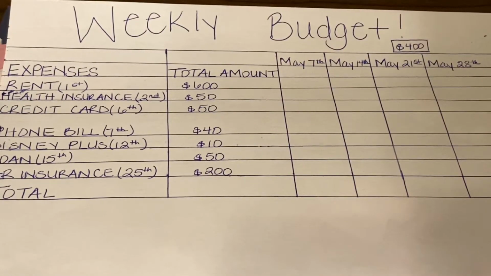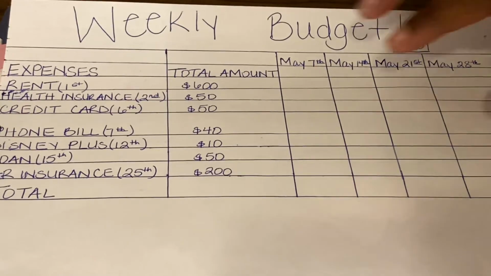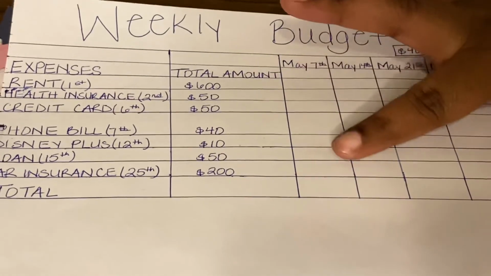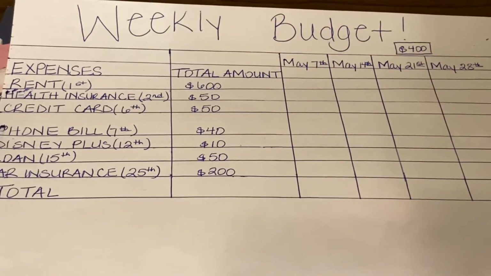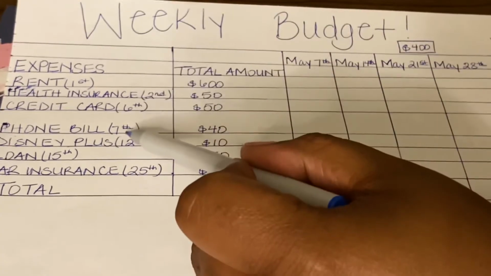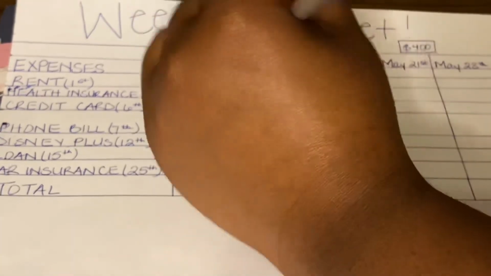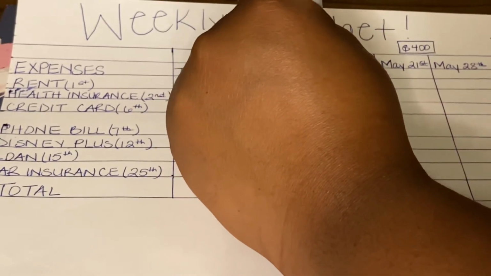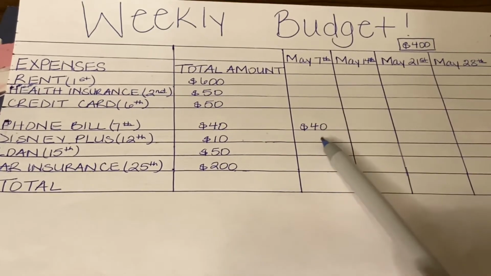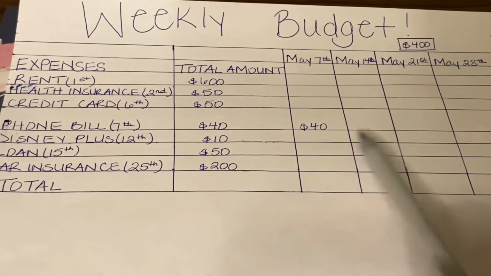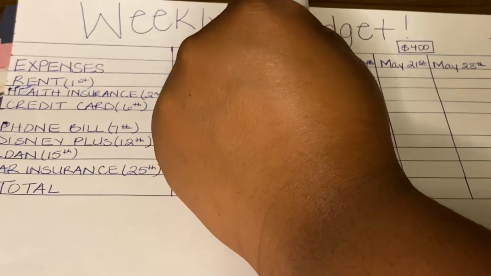Okay, so for May 7th, we are gonna skip these for right now and focus on these down here. So our phone bill is due on the 7th. So we're going to just take out a full 40 for that. Disney Plus is due on the 12th, and we won't have multiple weeks to set aside money for that. So we'll just take out the full $10.